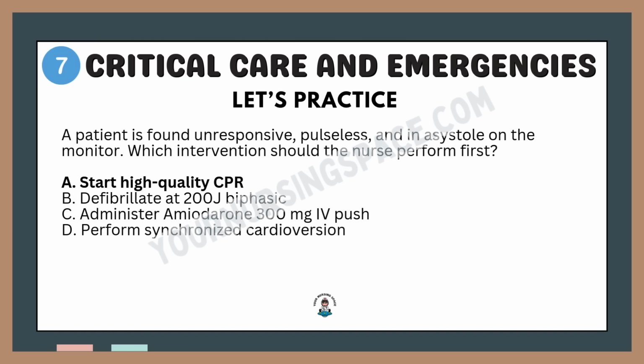The answer is A. Asystole is not a shockable rhythm. The priority is CPR and epinephrine. Defib and cardioversion are only used for shockable rhythms. Amio is used for VFib and VTach after defibrillation.